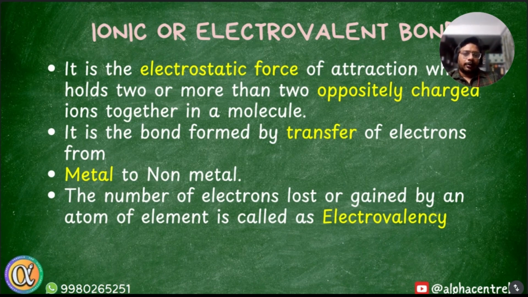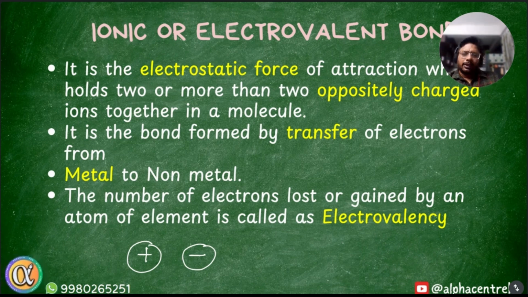Ionic or electrovalent bond. It is an electrostatic force of attraction which holds two or more than two oppositely charged ions together in a molecule. So in this kind of bond, you generally have a positive charge species and a negative charge species which are connected together by electrostatic force of attraction. Okay, so here we have a positive charge species and a negative charge species.